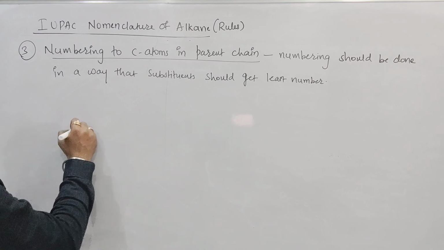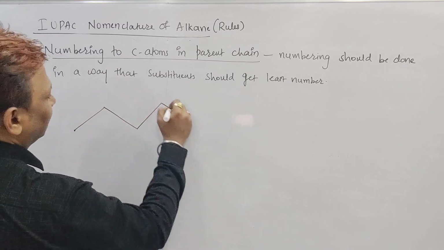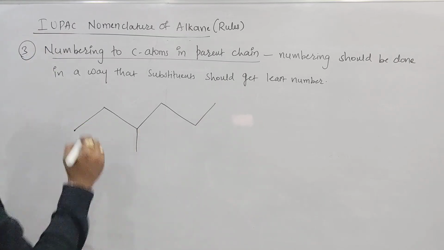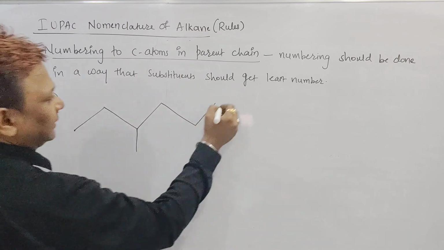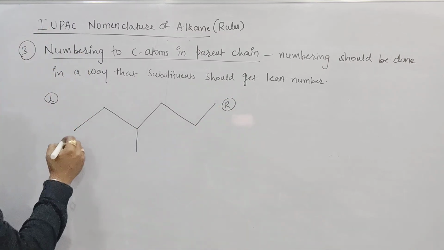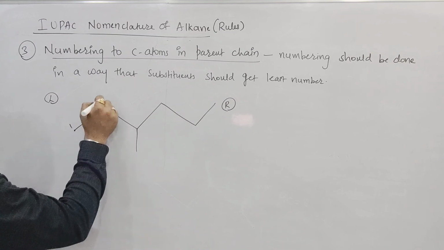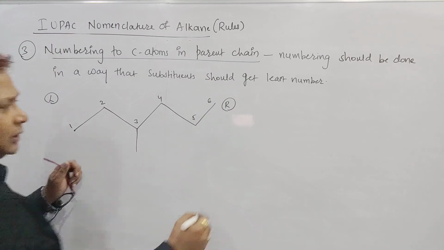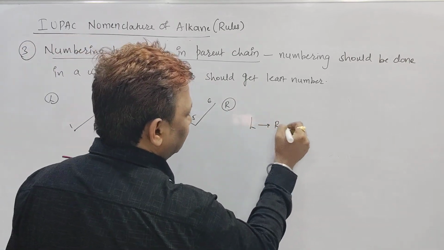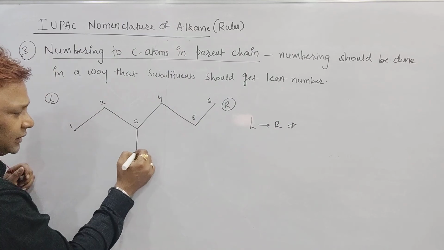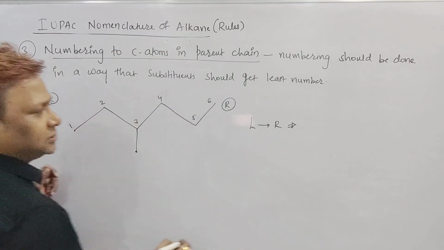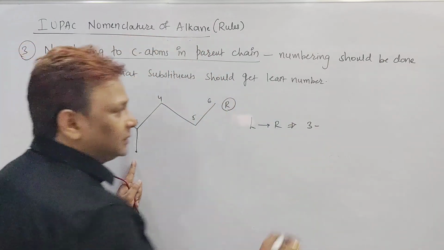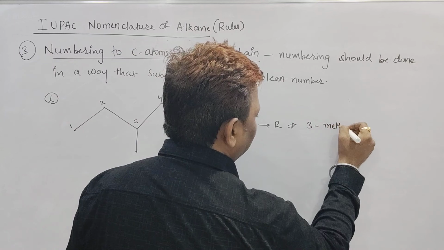See beta, 1, 2, 3, 4, 5, 6. And I will put one branch here. This is the left side and this is the right side. Suppose I do numbering from left to right, 1, 2, 3, 4, 5, 6. While numbering from left to right, can you tell me under which position my substituent, the methyl group, comes? Sir, this comes on the third position. This group is called a methyl group.